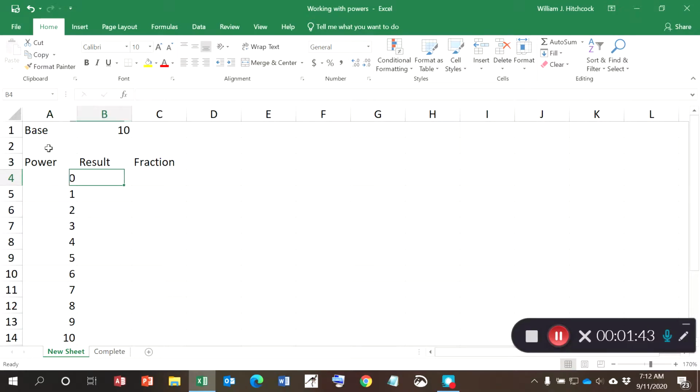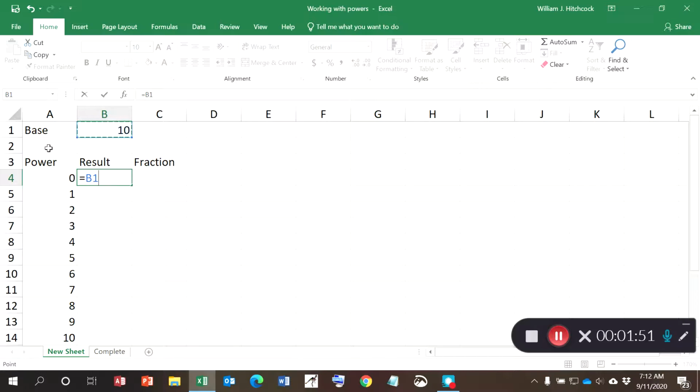So to get the result, what I'll do is I'm just going to take an equal sign. I want to raise my base, and I always want to refer to this cell. So in order to always refer to the cell, you can hold your function key, hit F4 once, and actually all I really need to do is hit it twice so I get a dollar sign in front of the number 1. In other words, when I copy this formula down, it's always going to reference row number 1.